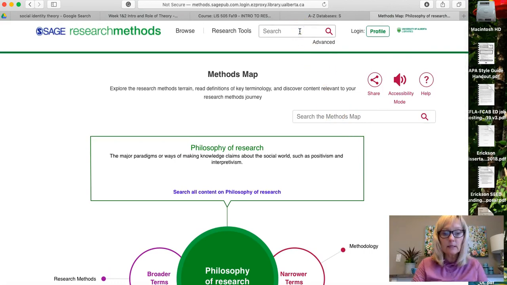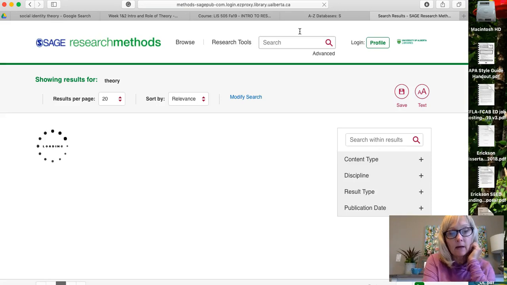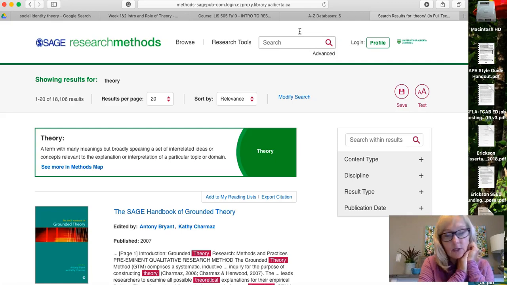But there is a fair bit of information and definitions on what theory is. One of the definitions that I found with theory in this database is: theory is a term with many meanings. But broadly speaking, a set of interrelated concepts or ideas relevant to the explanation or interpretation of a particular topic or domain. So it's sort of a way to explain. Another way to think of it is it's a lens in which to view a particular research problem.